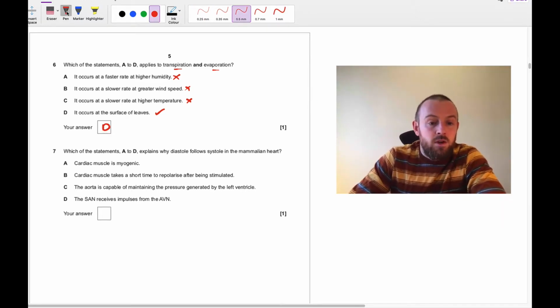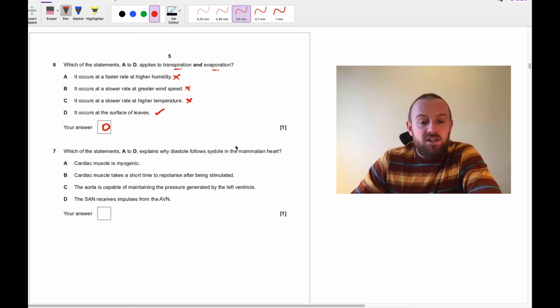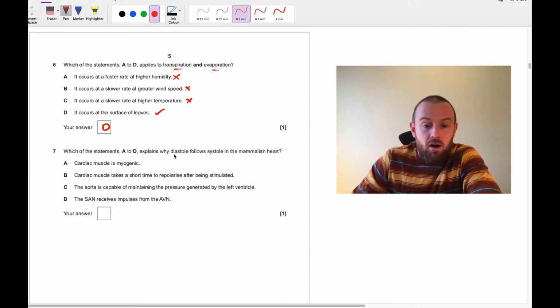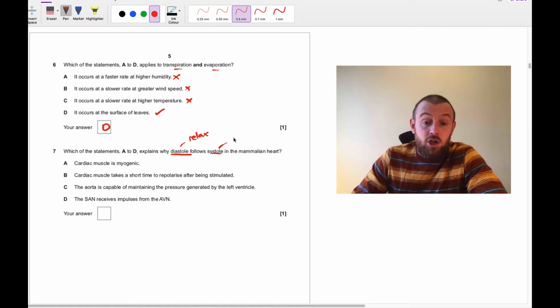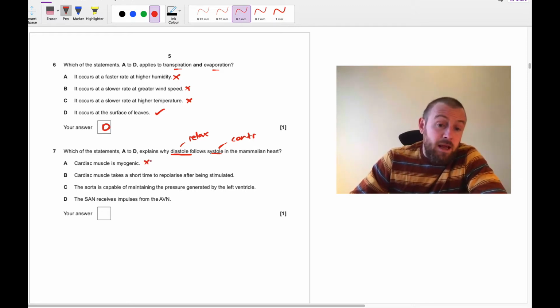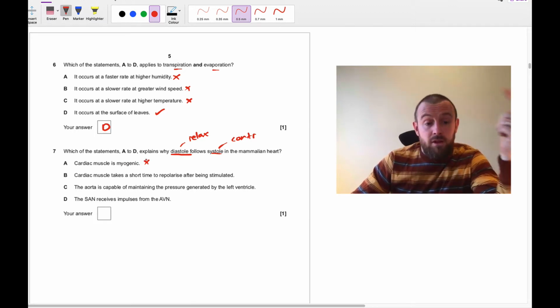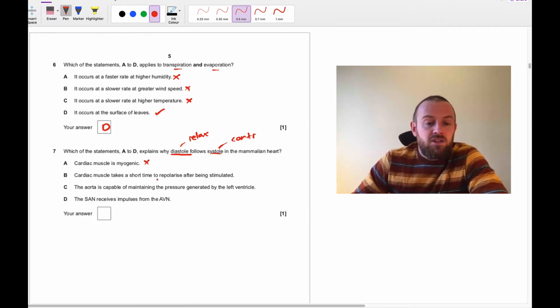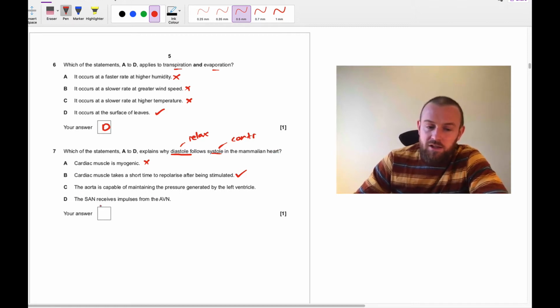All right, question 7. Which of the statements A to D explains why diastole follows systole in the mammalian heart? So, what do these things mean? Diastole is the relaxation phase, whereas systole is the contraction phase. So why does diastole follow systole? Cardiac muscle is myogenic. That's true, but it doesn't explain it. That is just saying that the heart can generate its own rhythm. B, cardiac muscle takes a short time to repolarize after being stimulated. That is true, and it also explains the statement. So B is the correct one, I think, but let's check the other two.